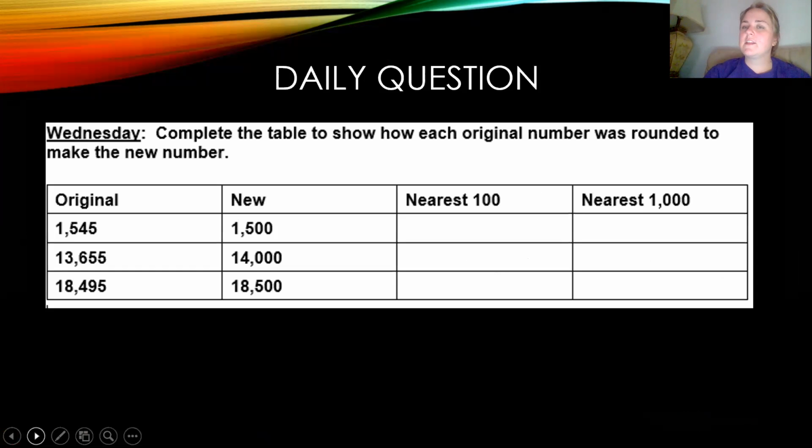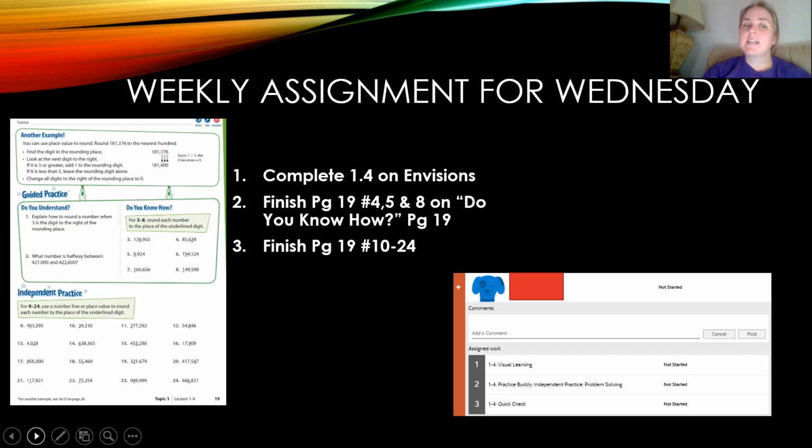Okay, so remember, for your daily question, you're going to answer this in your math journal. And then your weekly assignment. For your practice, you're going to complete 1.4 on Envision or Savvas. It says Savvas Easy Bridge. You're going to finish page 19, 4, 5, 8, and then on the bottom where it says 10 through 24. And then this is what it looks like on Savvas, what you're going to do. Remember, you need to be doing all 3.